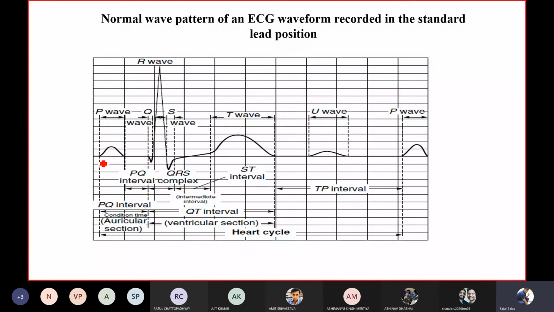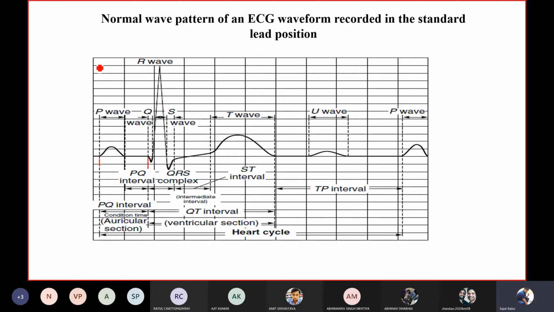Okay, so starting from the P up to the Q, this PQ interval, you can call it the atrial section. And starting from the Q up to the T wave, you can call it the ventricular section. Now it may be clear for you. Starting from the P up to the Q, it will be your atrial section, and starting from the Q up to the T, it will be your ventricular section.